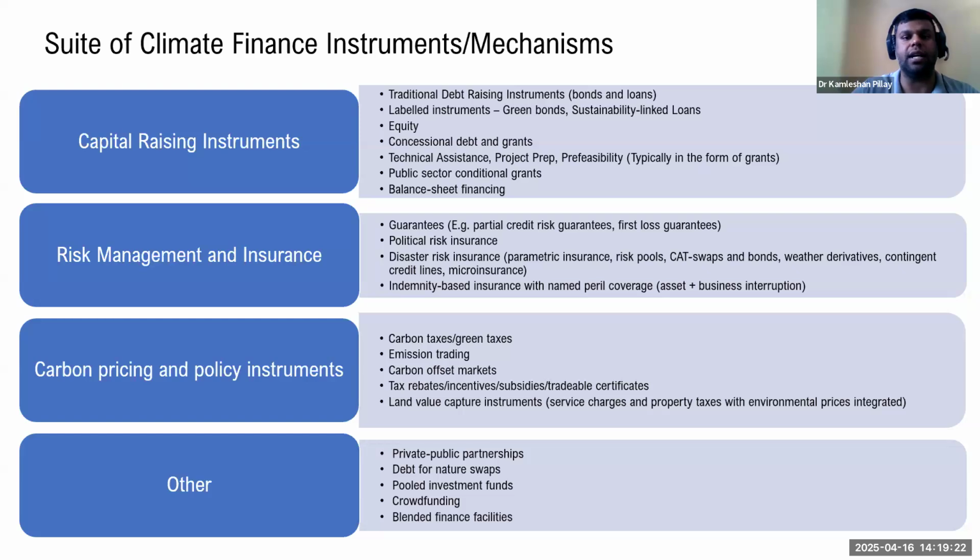The last 2: balance sheet financing is what an institution would typically use if they have a good financial standing, and that's where they would raise capital from. The technical assistance and project work is, of course, very important in the African context, and it's typically been financed by grants.